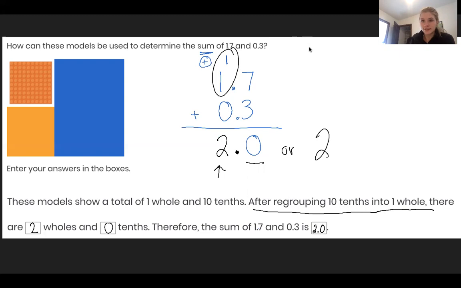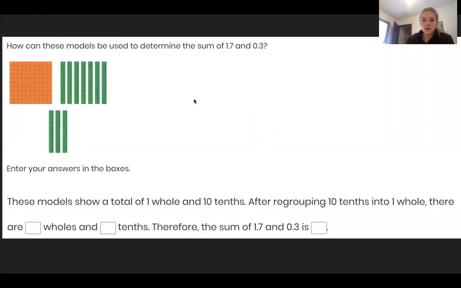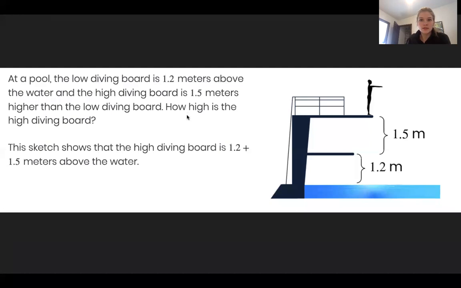All right. Now, we're going to look at a real world situation. So at the pool, the low diving board is 1.2 meters above the water, and the high diving board is 1.5 meters higher than the low diving board. How high is the high diving board? So this sketch shows that the high diving board is 1.2 plus 1.5 meters above the water.